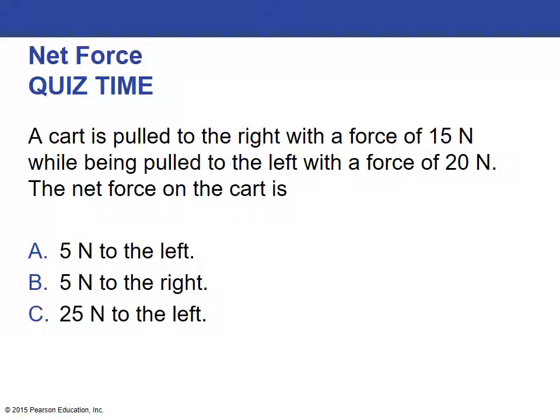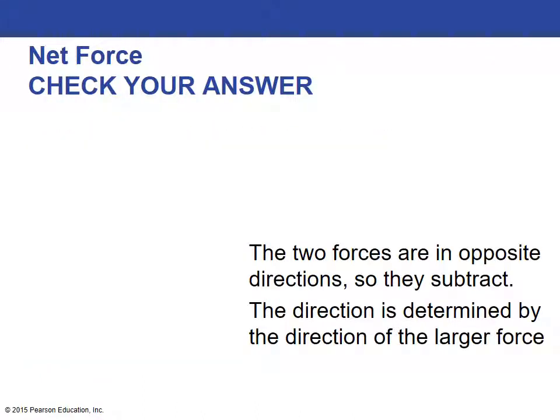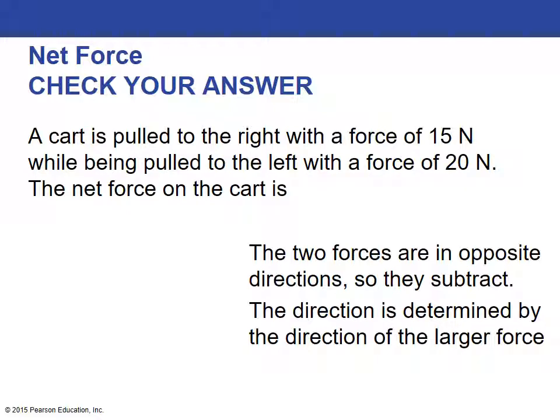Does the cart see that it's got 25 newtons to the left, or does it have 25 newtons to the right? If you're able to, draw a picture. Pictures always, always help. Okay? Do you have it figured out? Well, this one is pretty easy. The forces are in opposite directions, so they subtract from each other, and the direction that the cart is going to go is the direction of the larger force. So the result is that the cart has a 5 newton force to the left. All right?